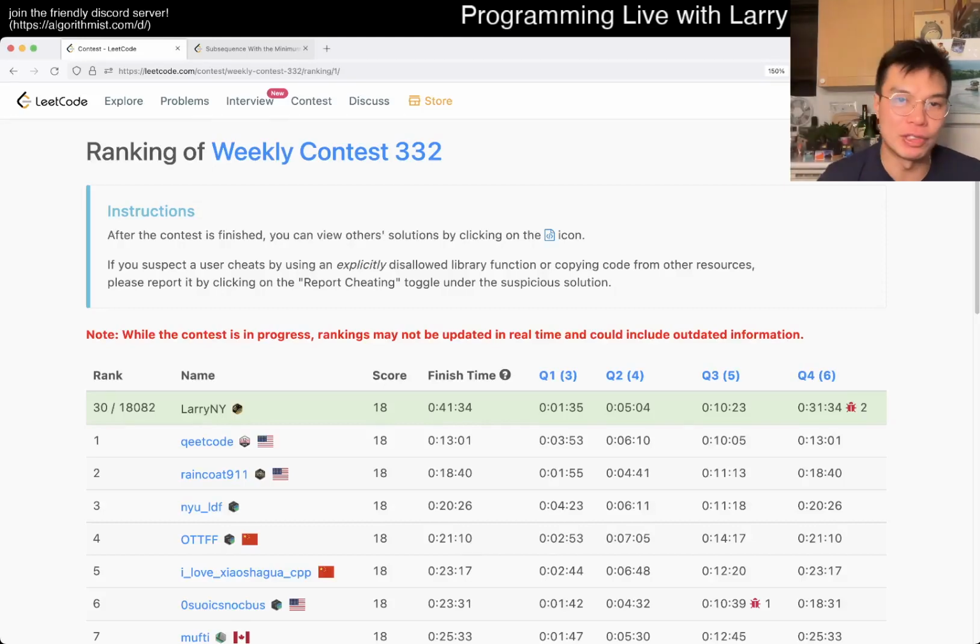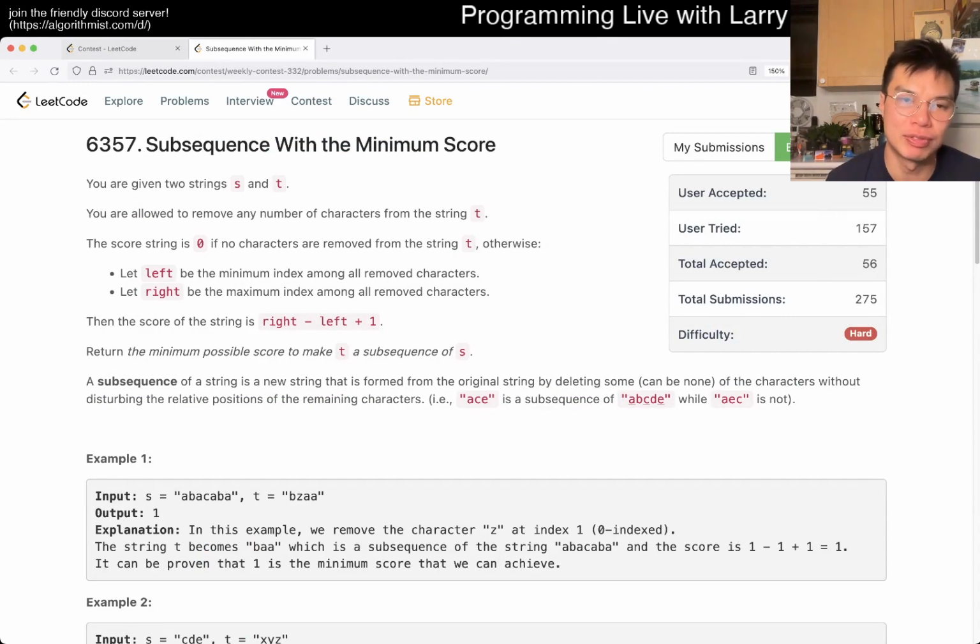This is me going with Q4 of the weekly contest 332, Subsequence with the minimum score.